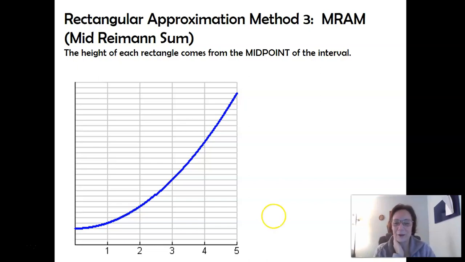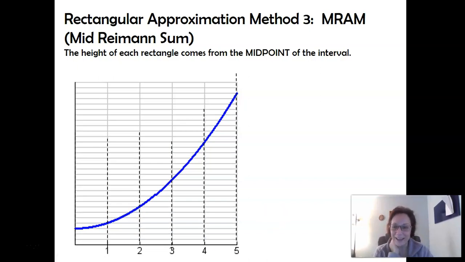In the middle. All right, so if I'm lining up in the middle, let's go back to my 5 intervals here. Instead of my points that I'm going to use being on the left or the right, they're going to be in the middle of each interval. So here they come. This one is at 0.5, this is at 1.5, 2.5, 3.5, 4.5.